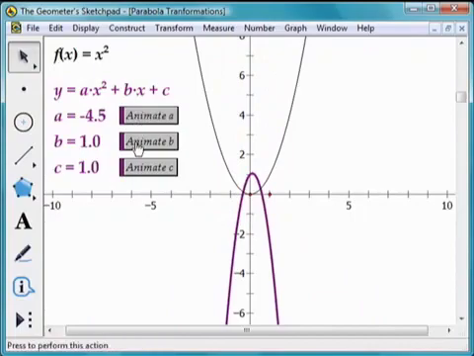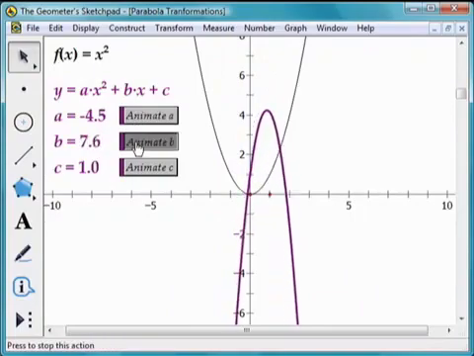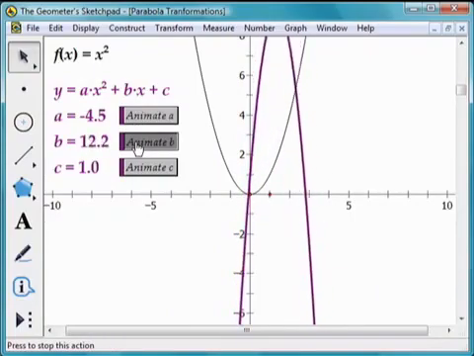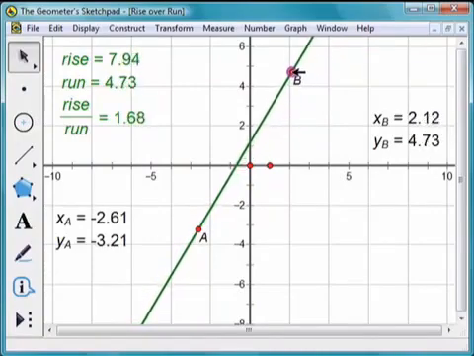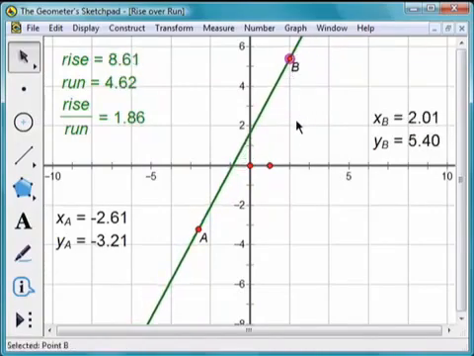For transformations of quadratics, you can change A, B, and C and see the effect. The kids get to see several lines in a textbook and maybe calculate the slope of several lines, but several lines isn't enough to see all the different types of lines that you can get. Not just the ones with nice values like 1 and 3, but ones like 1.86.